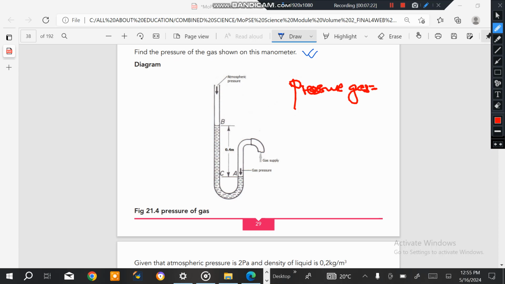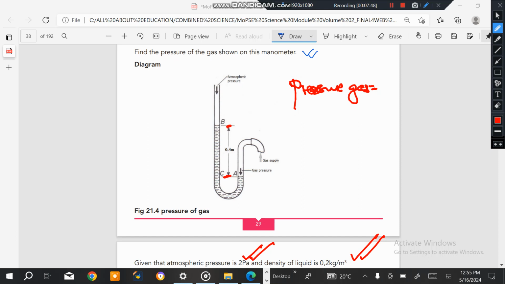So they are saying find the pressure of the gas shown in this manometer, given that the atmospheric pressure is 2 Pascal and the density of the liquid is 0.2 kg per cubic meter, and the height is given here, that is the height, which is 0.4 meters.